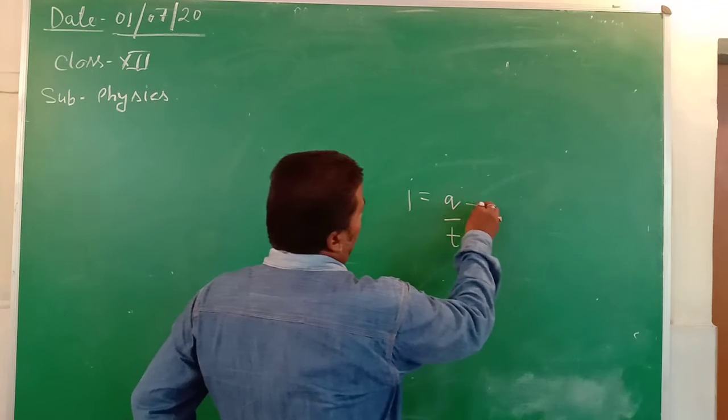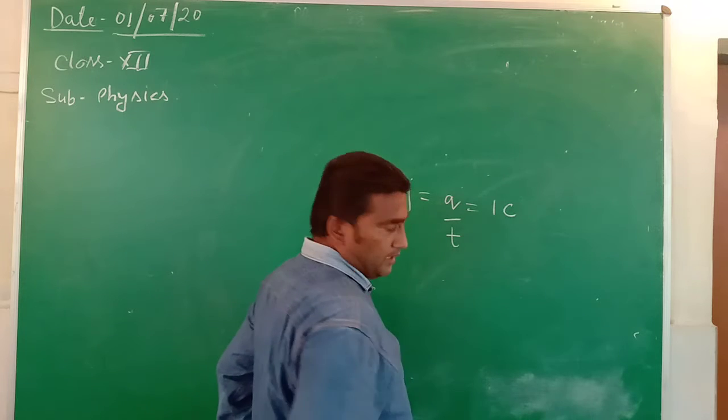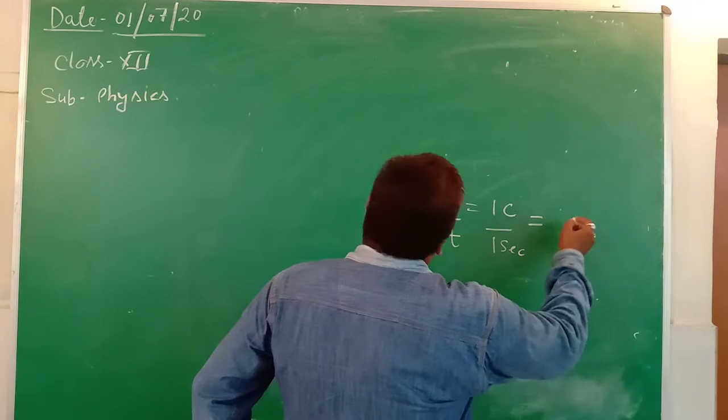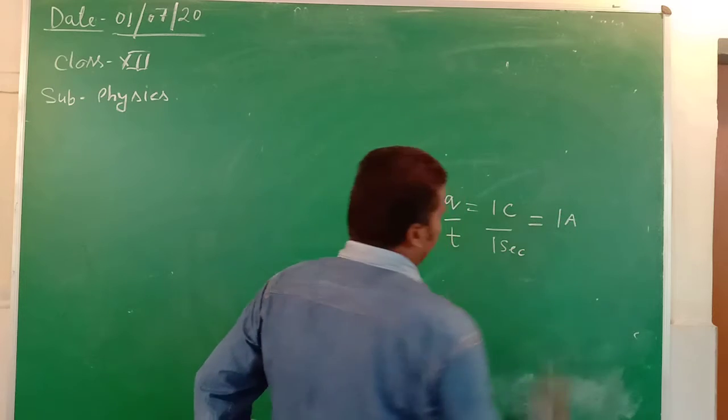The SI unit of charge is coulomb and the SI unit of time is second. The SI unit of current is ampere.